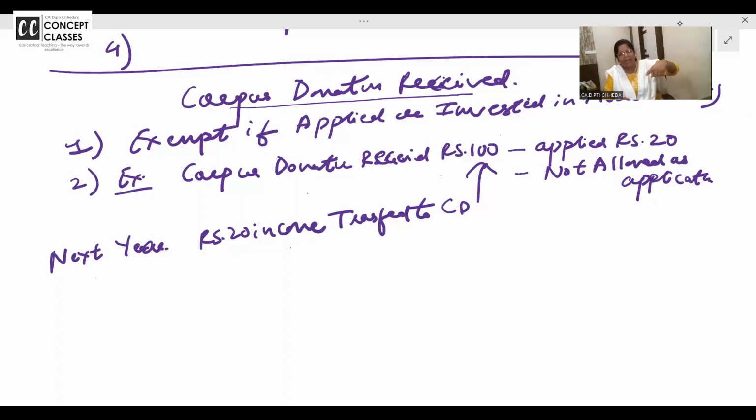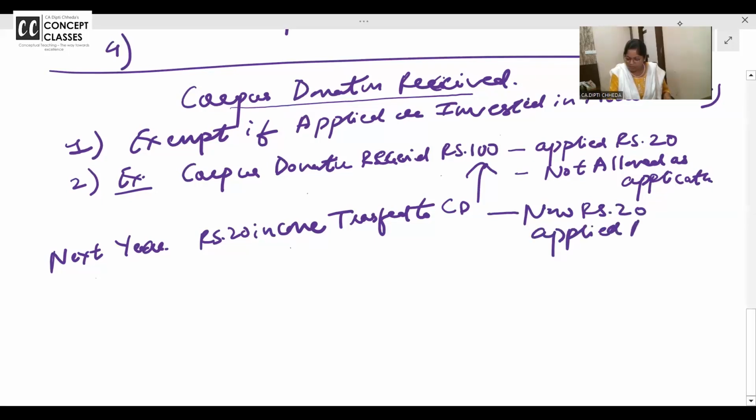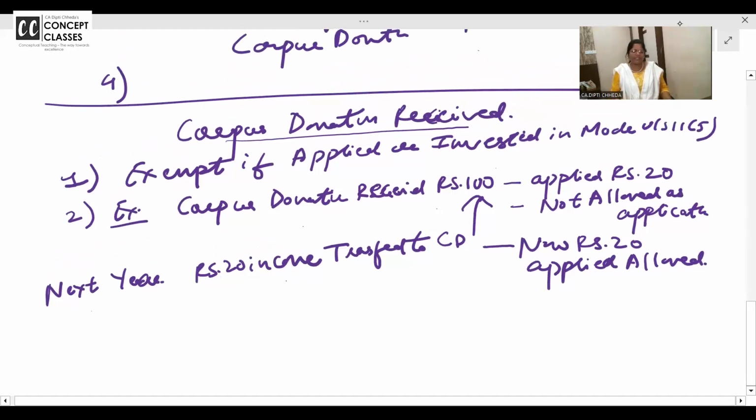Now, is income applied or not, indirectly? Take a pause. Analyze calmly. Is it as good as normal income applied? Allowed? Yes. Normal income transferred to corpus donations, and corpus donations are allowed. Now rupees 20 applied, allowed. I'll read out that bit again. First you write down this example and write the reference over there.